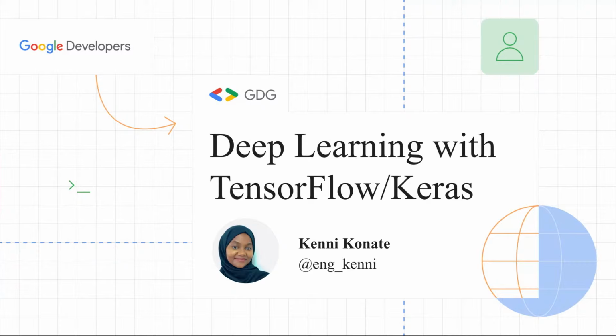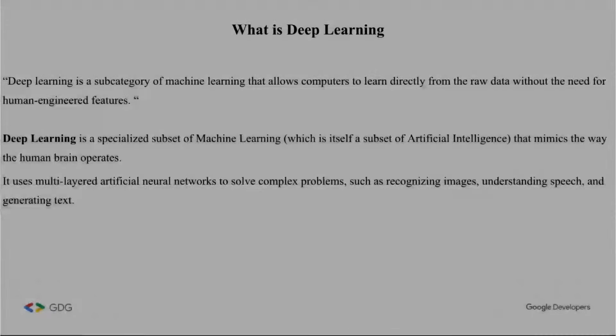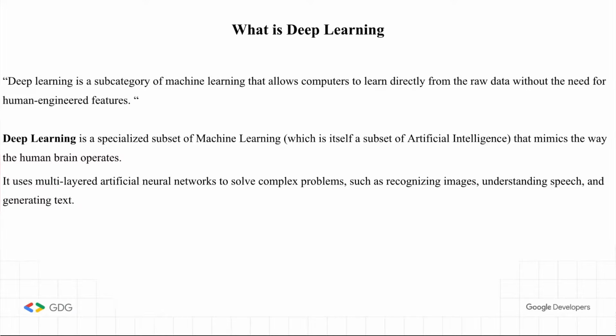Today we are going to speak about deep learning using TensorFlow and Keras as libraries. So firstly, we will have a little introduction about deep learning. So what is deep learning? Deep learning is a subset of machine learning that allows computers to learn directly from the raw data without the need for human engineered features.